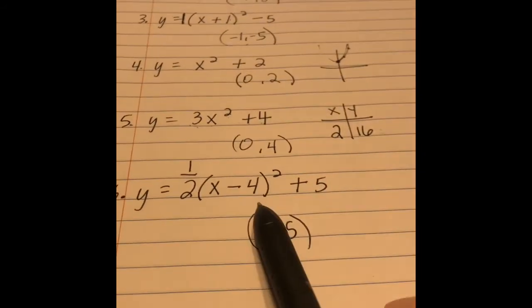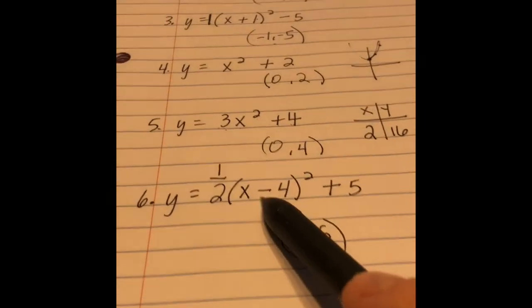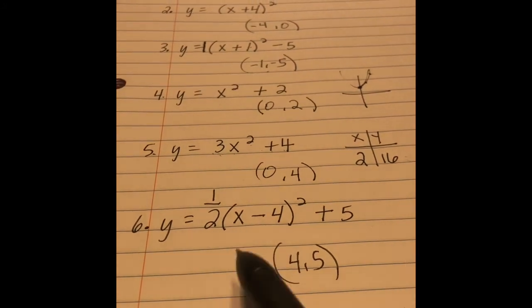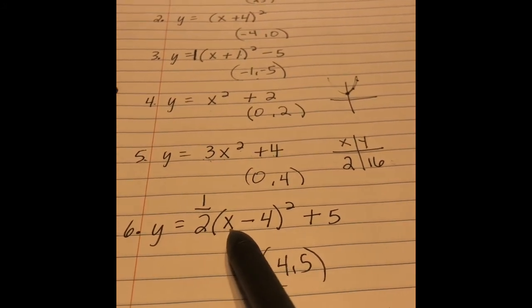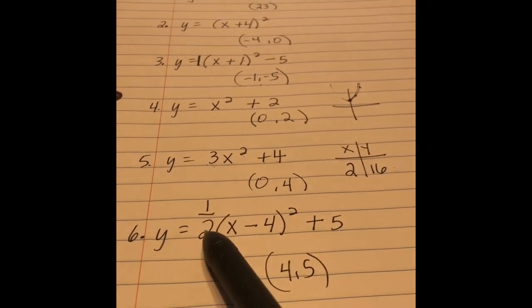And if you have a hard time with that, we look at the vertex formula here. Or you can say, I want to square a 0. What would x have to be in order to square a 0? It would have to be 4. 4 minus 4 is 0. 0 squared is 0. 0 times 1/2 is 0. 0 plus 5 is 5. So my vertex is 4, 5.